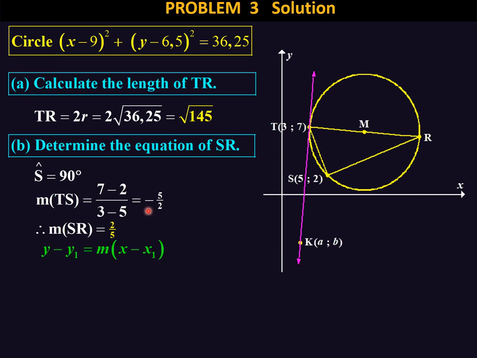Equation, there's the equation formula. So let's substitute the 2/5, and which point? For SR, I must use S, right? It's the only point I have, I don't have R's coordinates, so I'm going to use S there. So we substitute and simplify by transposing, and there we get the answer. Y is equal to 2/5x. Right? That's the equation for SR.